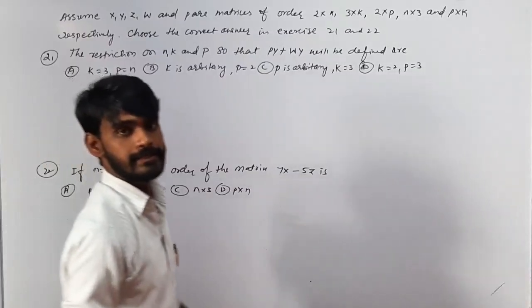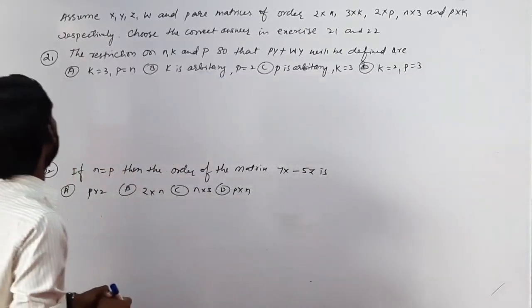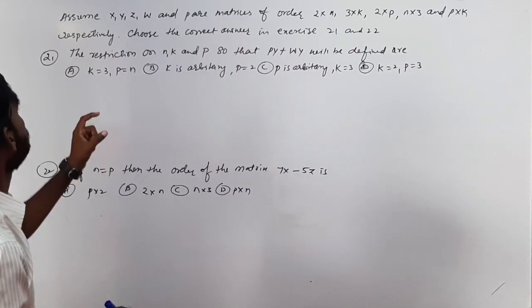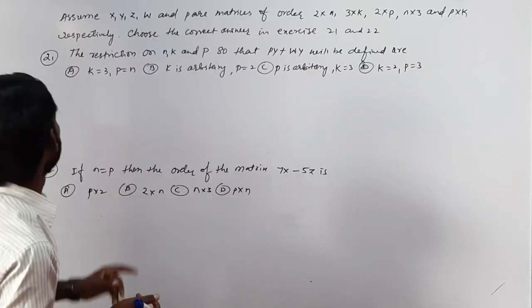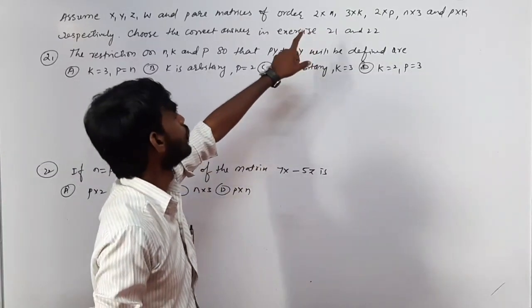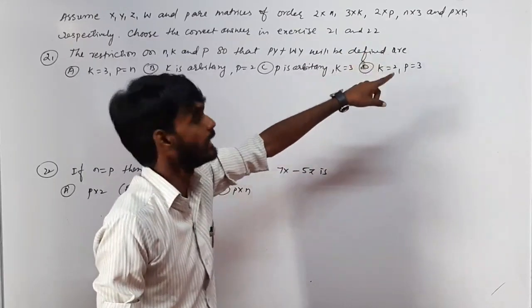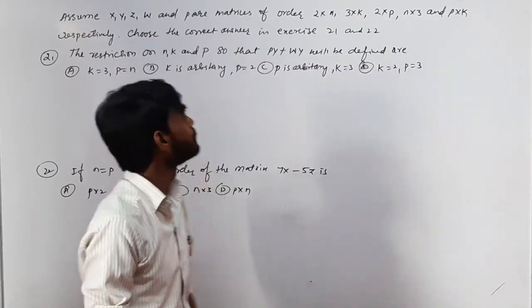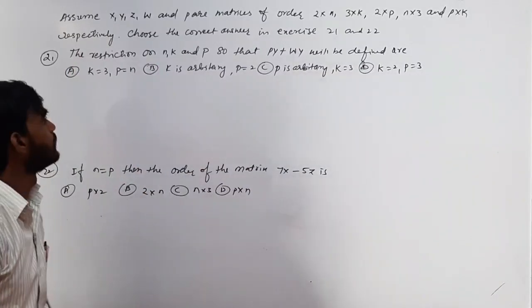Okay friends, in this exercise these two are the multiple choice questions. Assume X, Y, Z, W and P are the matrices of the order. So X, Y, Z and W are the matrices whose order is 2 cross N, 3 cross K, 2 cross P, N cross 3 and P cross K respectively. Choose the correct answer in these two questions.